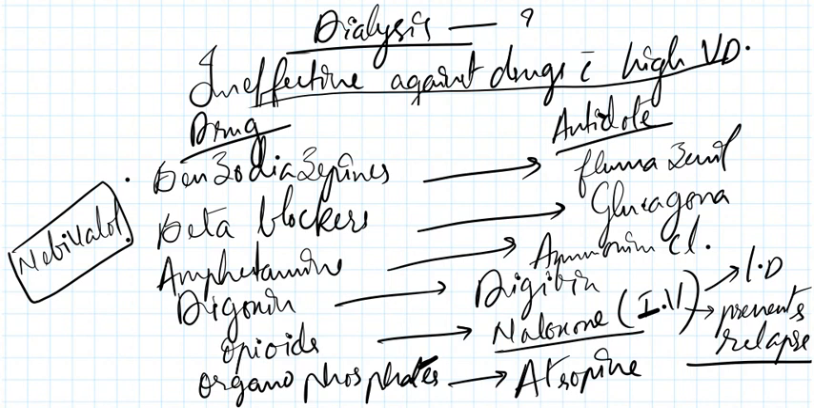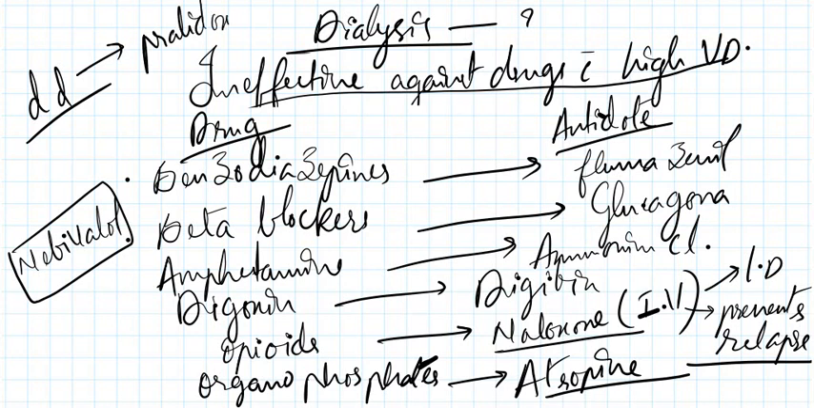Pralidoxime is not the drug of choice. Atropine is the drug of choice for organophosphates. But if you ask me what is the direct drug, then it is pralidoxime. It's a straightforward drug, but it's not the drug of choice. Drug of choice is atropine. Remember this thing. Atropine 4 mg, 8 mg. Put it in the comment section. Atropine is given in organophosphorus poisoning.